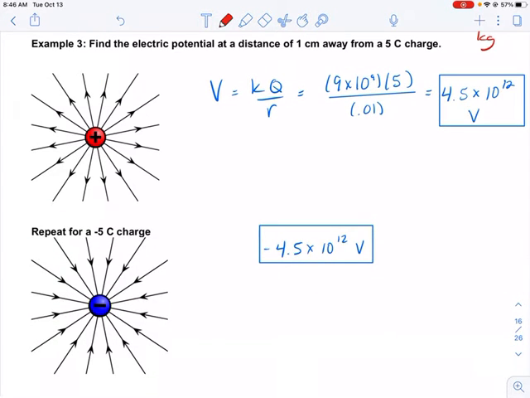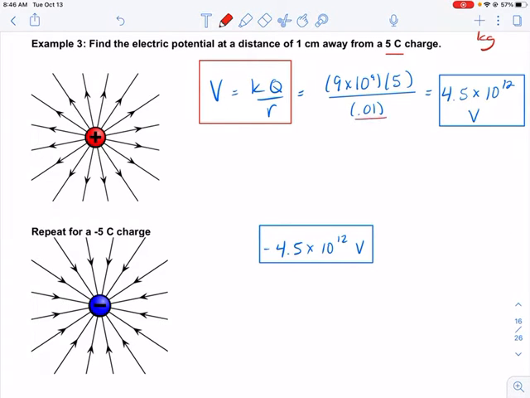Let's look at some examples for electric potential for point charges. Find the electric potential at a distance of 1 centimeter away from a 5 coulomb charge. So here's the formula for electric potential around a point charge. K is still 9 times 10 to the 9th. Q is the charge, it's 5 coulombs.